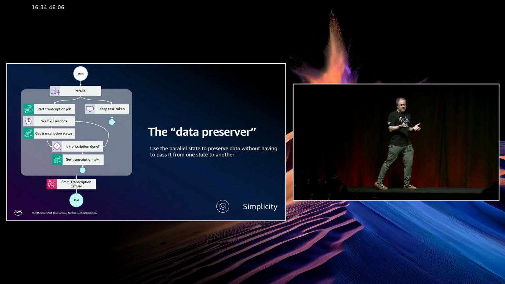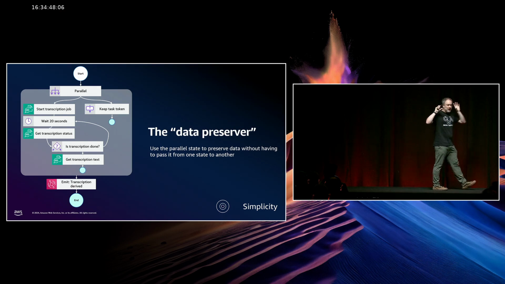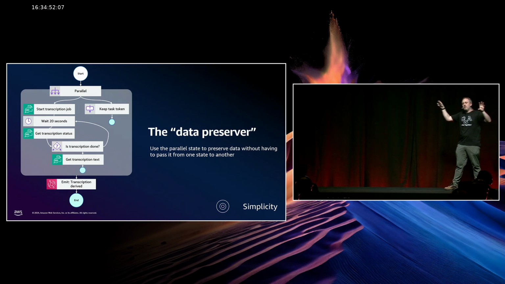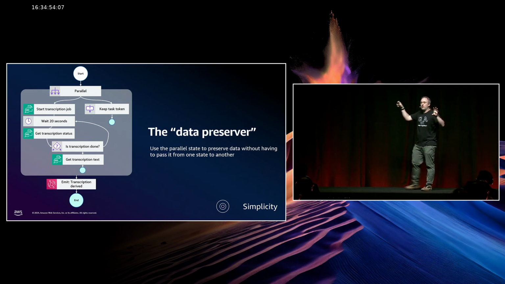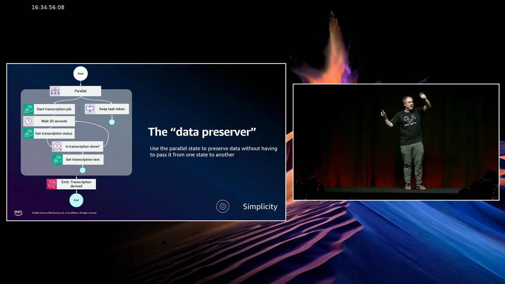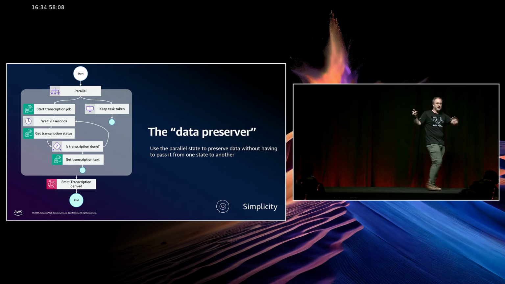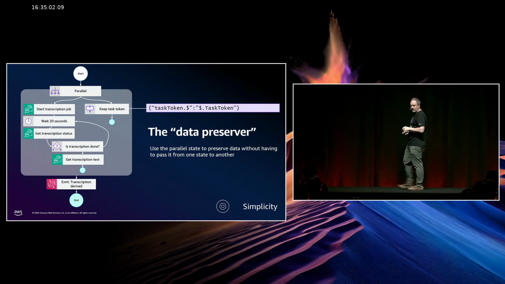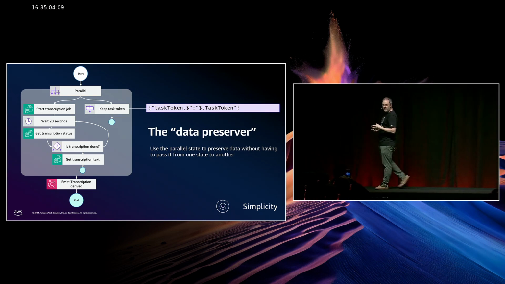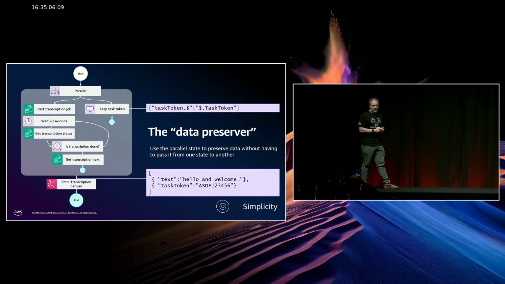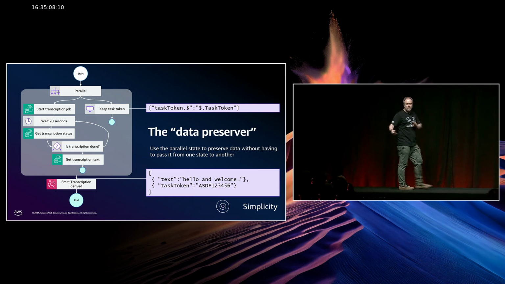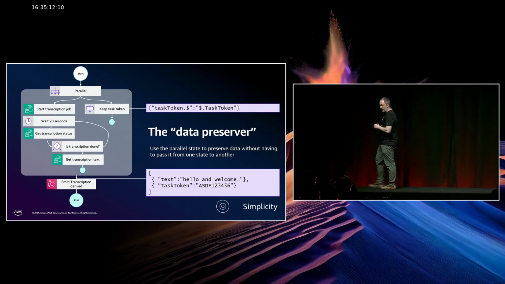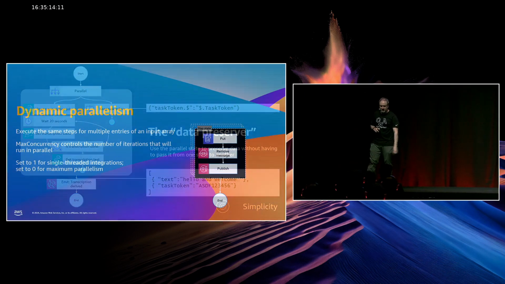You can use this pattern, data preserver. So you use a parallel step where one branch holds in local memory all of those variables that you need at the end of your workflow, and the other branch performs the actual processing, right? And at the end, so here's a task token that I'm holding, and at the end, when that parallel step exits, I have both my task token and the result from the other branch. So it's a nice little hack, really, but I was pretty happy with it.